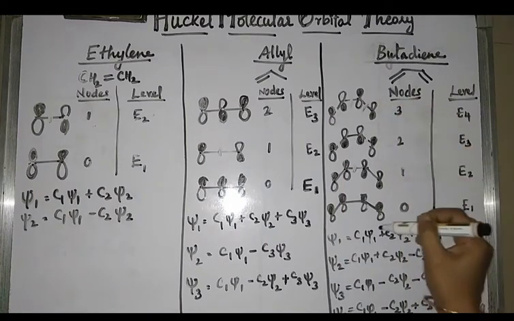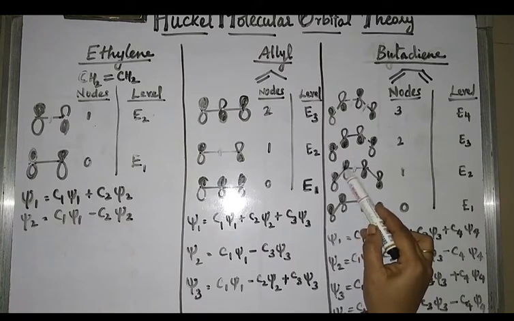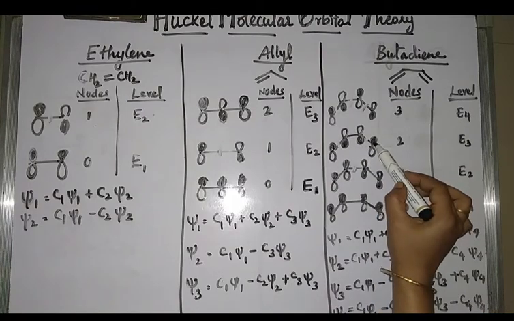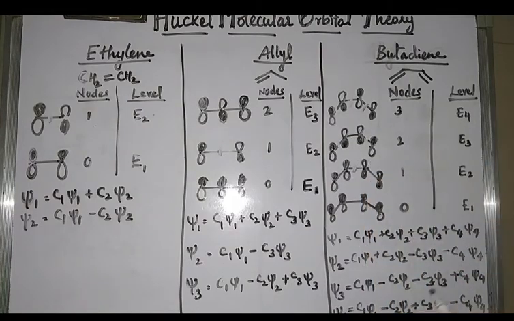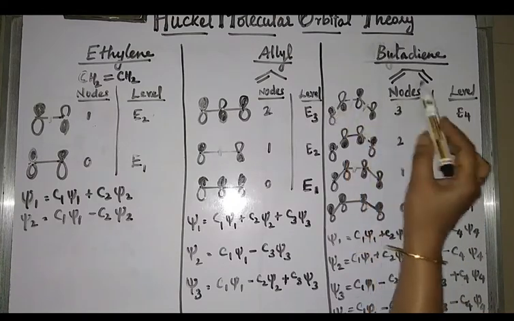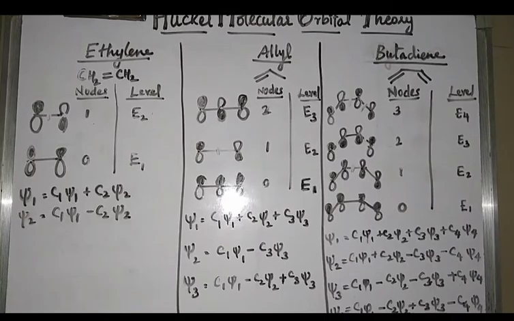This is also, as I said, the same way I have written here. It is easy to write the wave function. All the lobes are positive. Here, 1 and 2 are positive, 3 and 4 are negative. Here, 1 and 4 are positive, 2 and 3 are negative. And see here, 1 and 3 are positive, 2 and 4 are negative. So according to this, we need to write it.